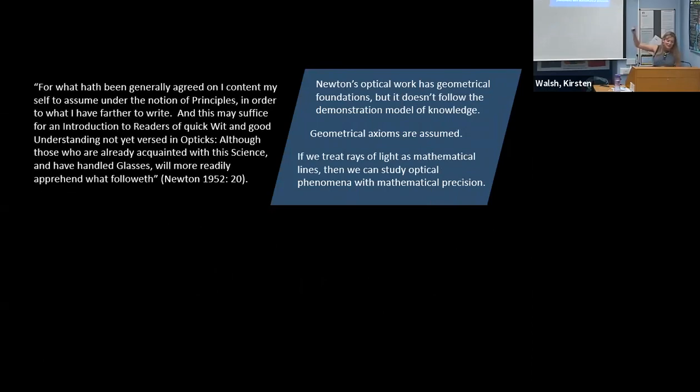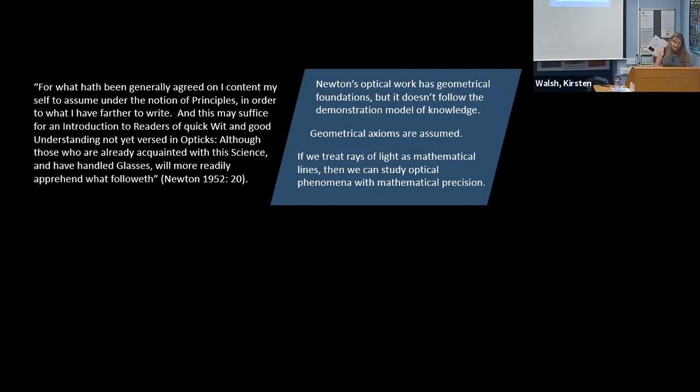Okay, and after he's given us these axioms, this is what he says. He says, "For what have generally been agreed on, I content myself to assume under the notion of principles in order to what I have further to write." So if there are any axioms or principles in this system, it's these geometrical axioms. And these are supposed to be what we're reasoning from, except that that's not really what Newton's doing here.